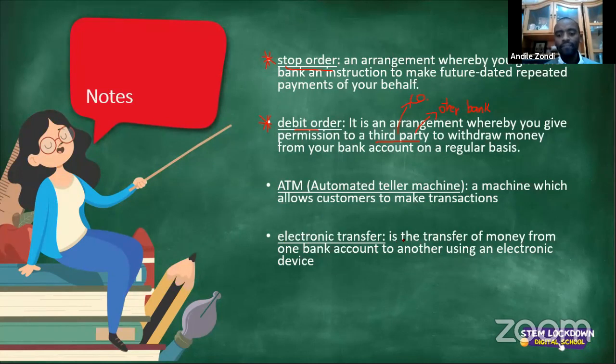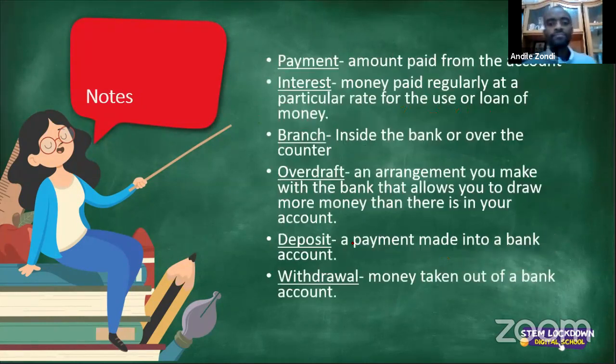Electronic transfer is the transfer of money from one bank to another bank or another person using an electronic device. You can use a cell phone, a computer, a laptop, or a tablet to make these transactions. You're basically transferring amounts using electronic devices. This is called an electronic transfer.